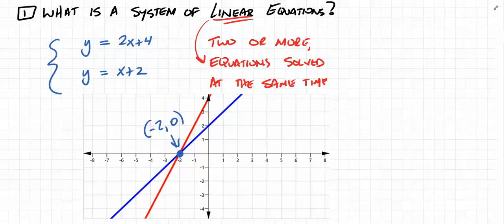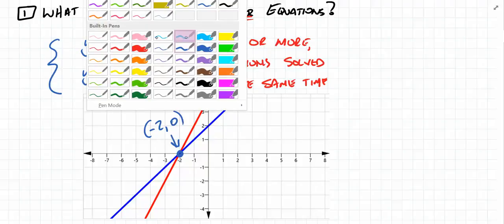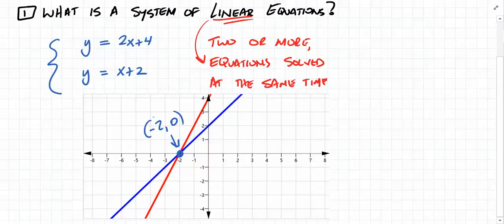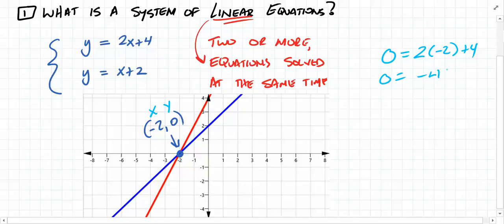What is the one point that's in common to both equations at the same time? That point happens to be only negative 2, 0. What I mean by that is, if I go back and check, with this as my x value and this as my y value, is 0 the same thing as 2 times negative 2 plus 4? So is 0 equal to negative 4 plus 4? Does 0 equal 0? Yes, it's true for the first equation. Let's check the second equation.